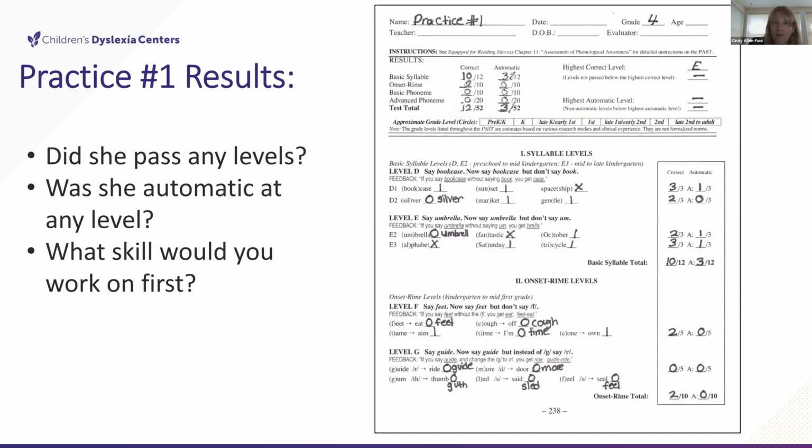Her highest correct level was E. There weren't any levels that she passed below the highest correct level. Highest automatic level, there wasn't one. So looking at this, where would I instruct her? I would instruct her starting with D1, starting with syllables and specifically using compound words and deleting the first word of a compound word. Okay, any questions about that?